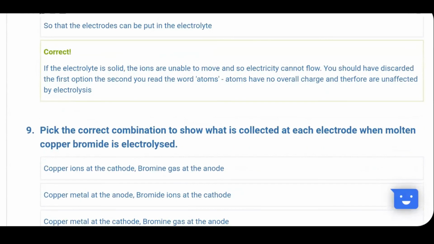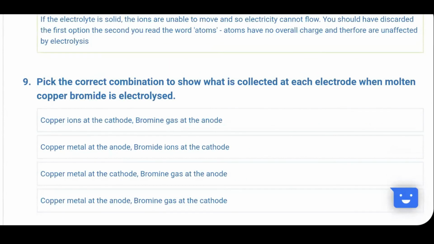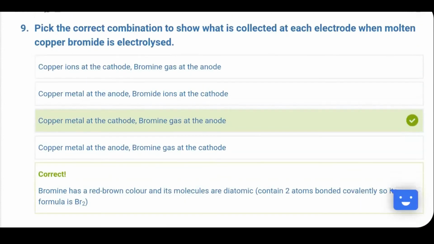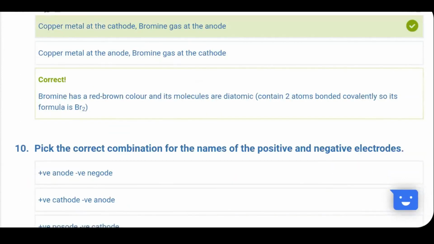Number 9. What is the correct combination? C. C or D? C. Okay. Yeah, because remember, the copper ion will go there and become atoms in that sense, collecting as copper atoms. Very good. Nice.